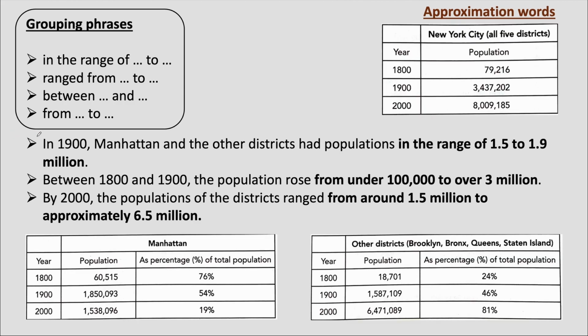For example, to compare these two tables, we can write that in 1900, the population was in the range of 1.5 million and 1.9 million. There are more examples on screen that you can pause and understand. So, approximation helps us group numbers, which makes comparisons clearer.